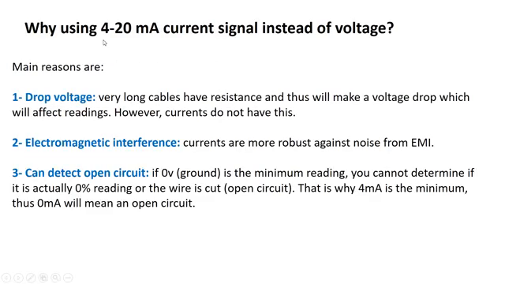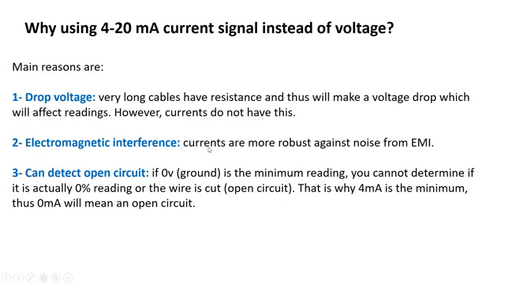Now, why do we use the 4 to 20 milliamp current signal instead of voltage? The main reasons are: first, drop voltage. For very long cables, which are the standard in industry or any plant, these have resistances in them, and this will make a drop voltage in the wire. Now, before the signal goes into the measuring device, it will be changed. However, currents do not have this issue.